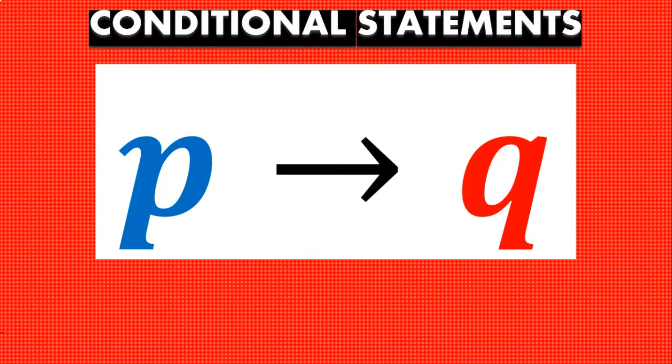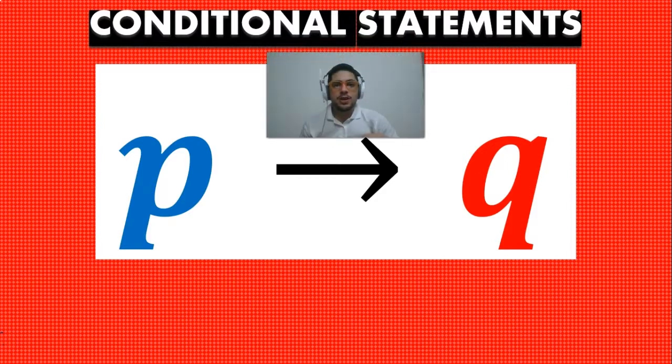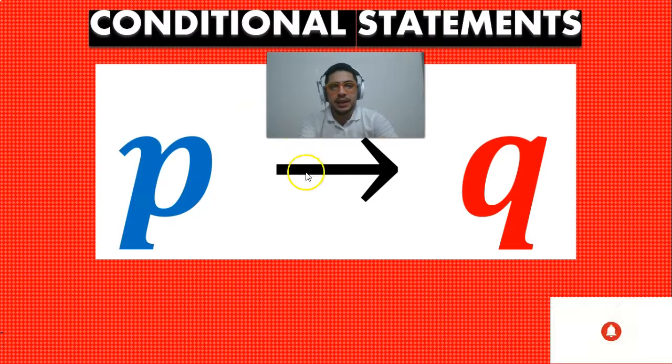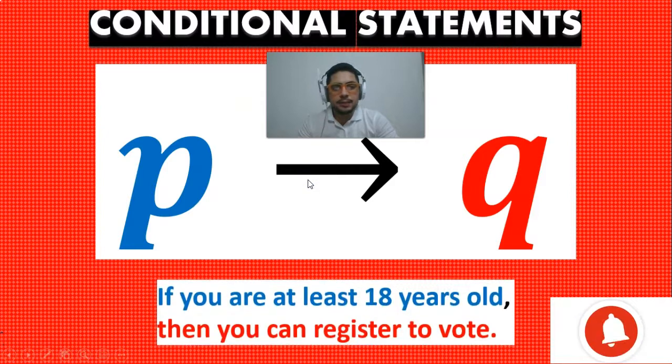So guys, the first thing we are going to be talking about is, of course, conditional statements. A conditional statement is formed of two parts, right? It's going to be formed by the hypothesis, and by the conclusion to that hypothesis, right? And we are going to be using this notation. P is going to be the hypothesis, and Q is going to be the conclusion. And we're going to have an arrow in the middle, right? So let's take a look at one example.